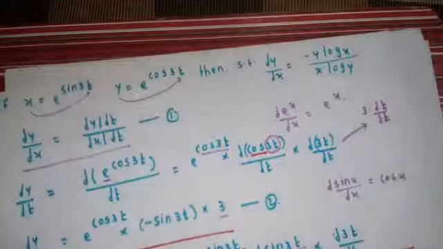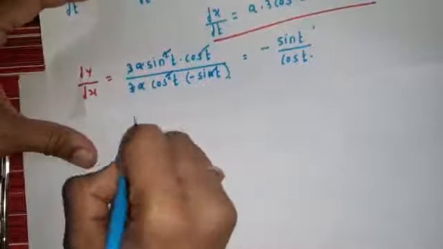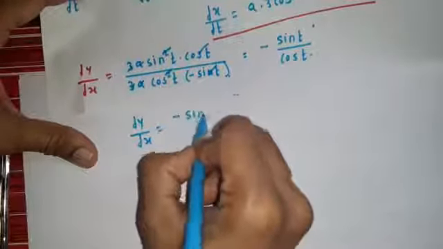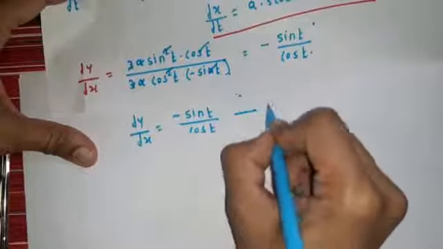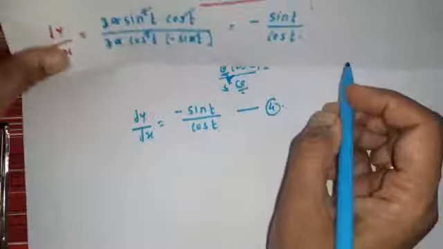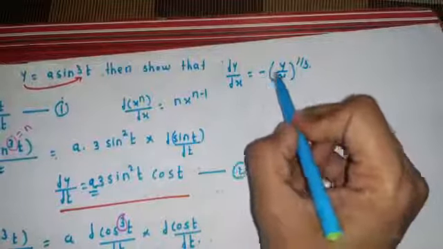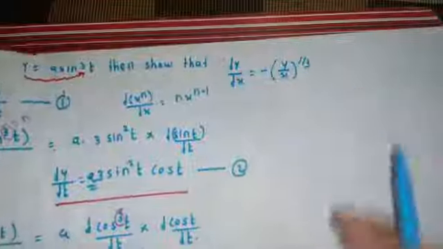Okay, now dy by dx equals minus sine t upon cos t. Suppose this is 4. But what do we have to prove? We have to prove that dy by dx equals minus y upon x whole raised to 1 by 3, that is the cube root of y upon x. That we have to prove.